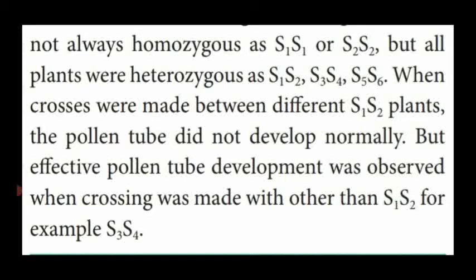So they are showing the pollen germination. In the second diagram, S3, S1, S1, S2. So what will happen? Same alleles are there, so the pollen did not show the developmental stages. Last one is also similar, they do not produce pollen germination. So that's why they given and crossing was made with other than S1, S2. Their pollen grains are germinating. But if they are the same one, if the crossing is made between S1 and S2, they do not produce the pollen tube.